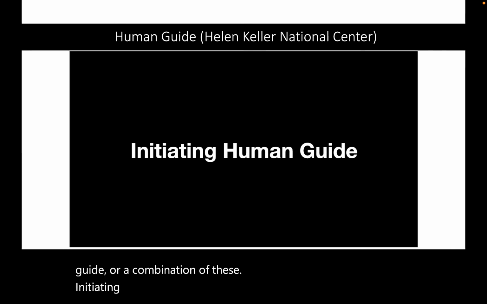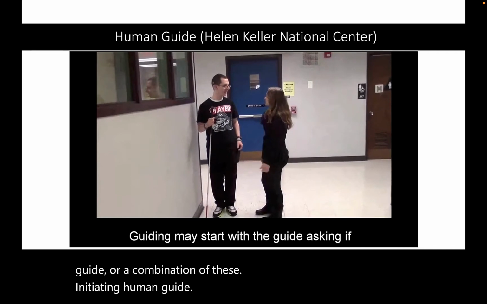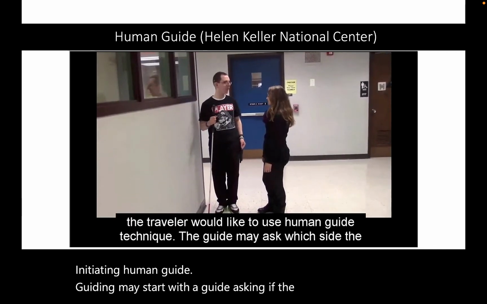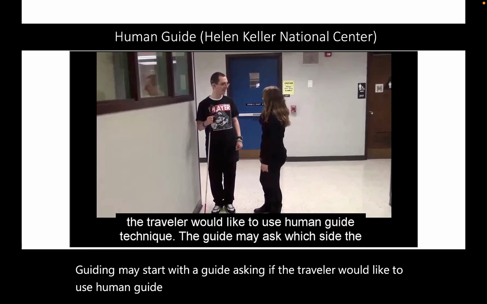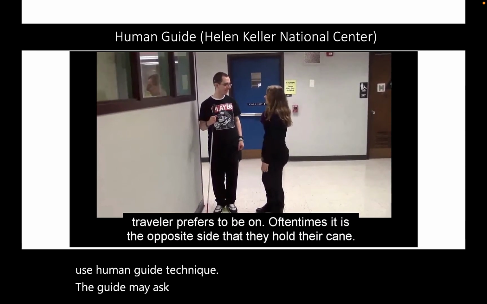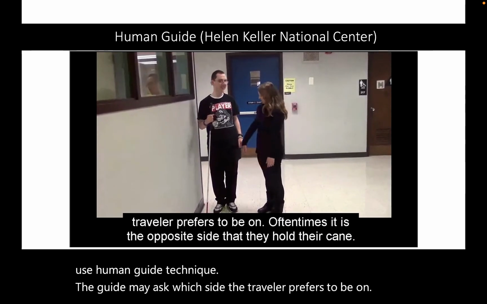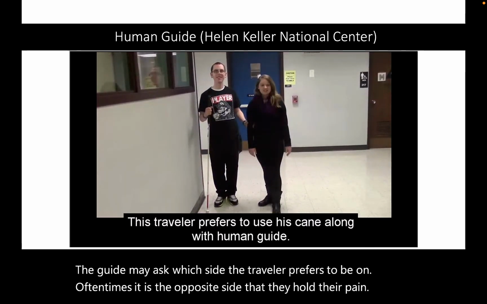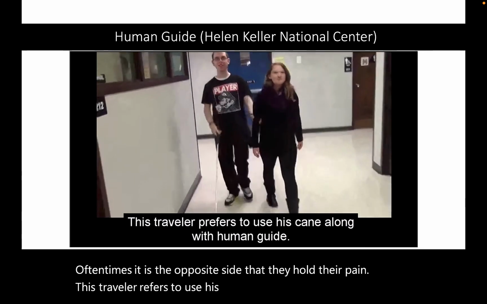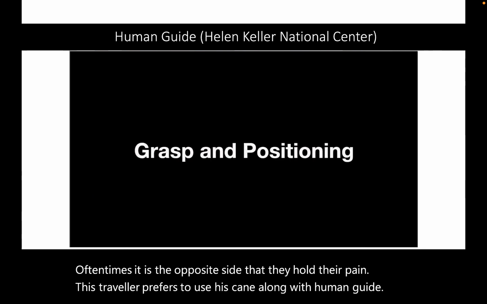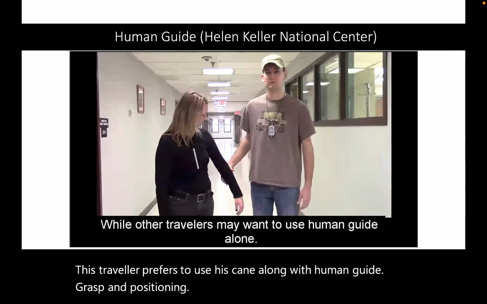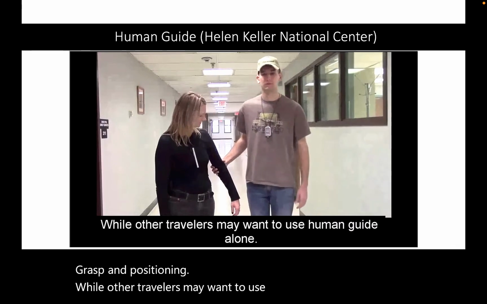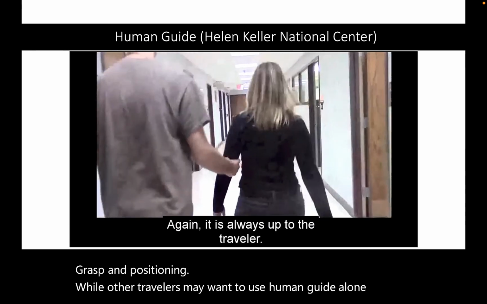Initiating Human Guide. Guiding may start with the guide asking if the traveler would like to use human guide technique. The guide may ask which side the traveler prefers to be on. Oftentimes, it is the opposite side that they hold their cane. This traveler prefers to use his cane along with human guide, while other travelers may want to use human guide alone. Again, it is always up to the traveler.